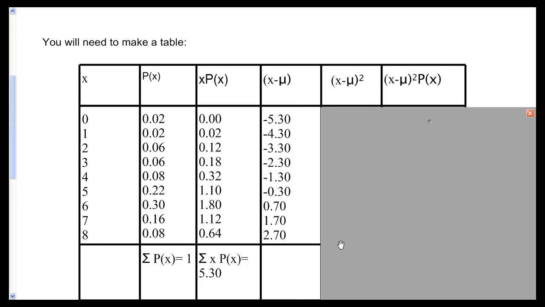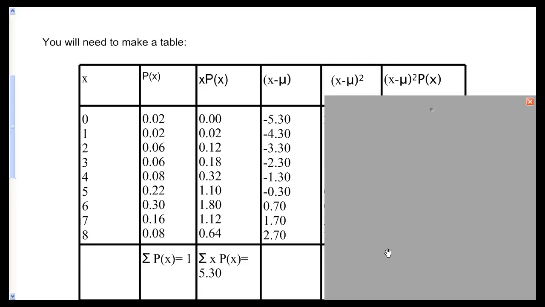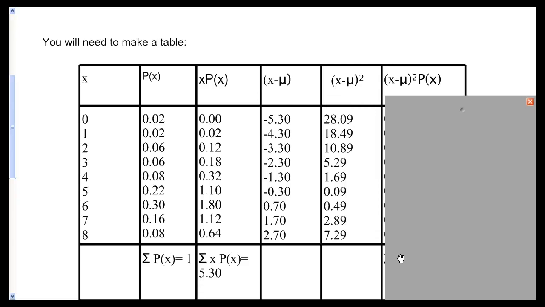Now the next column is where you take this number over here, which is X, and you subtract the mean from it, and you get negative 5.3. You take 1, you subtract the mean from it, and you're going to get negative 4.3. And you're going to square each one of these numbers, and that's going to give you this next column. And remember, even if you square it and you get a negative number, these numbers are never negative. They're always positive. So just throw the negative away. This column should not be negative, nor any number in this next column.